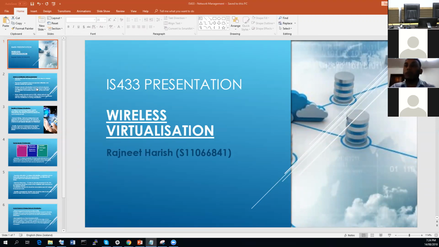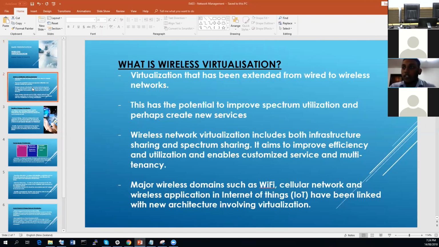Okay, so my presentation is on wireless virtualization. What is wireless virtualization? This is virtualization that is extended from wired to wireless network. The virtualization of wireless networks, wired networks and computing systems has become a leading trend in today's ICT systems. However, very little has been done in regards to virtualization in infrastructure-based wireless networks. But the idea of virtualizing wireless access is gaining attention as it has the potential to improve spectrum utilization and perhaps create new services. It also improves efficiency, utilization, and enables customized service and multi-tenancy. Wireless network virtualization includes both infrastructure sharing and spectrum sharing as well.